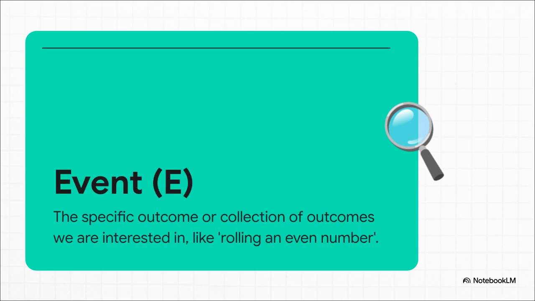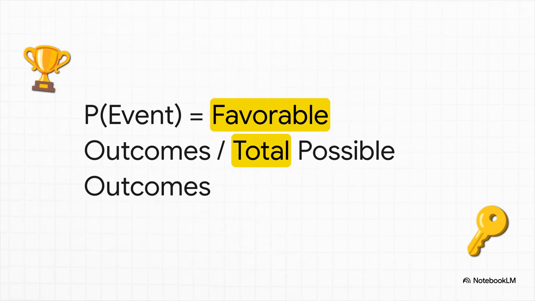And our last term is the event. This is simply the specific thing or group of things that we actually care about measuring. It could be something simple like rolling a 5, or it could be a bit broader, like, say, rolling any even number.